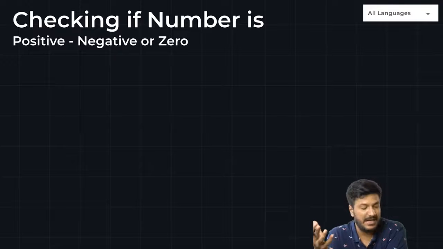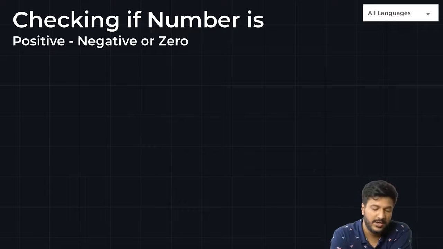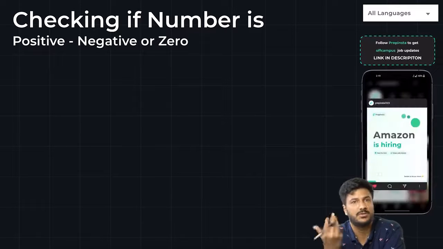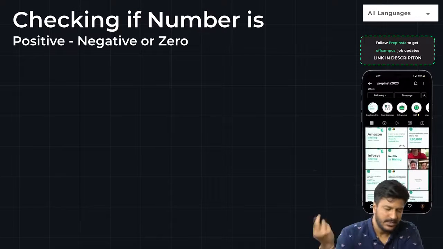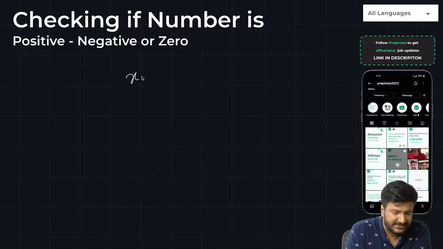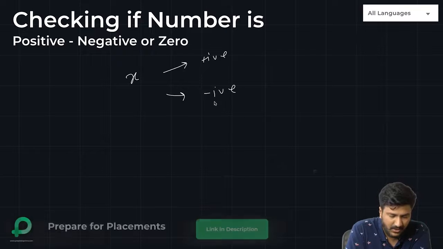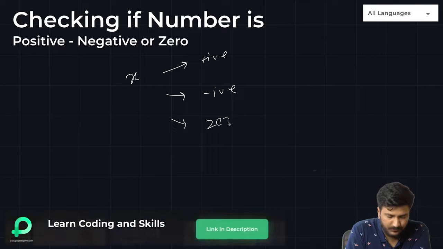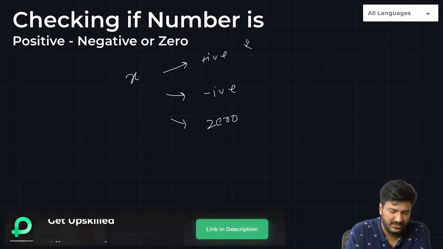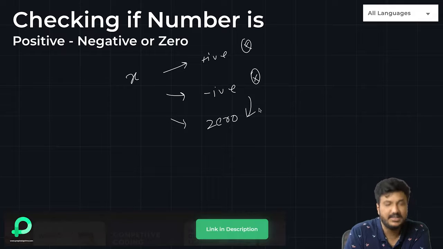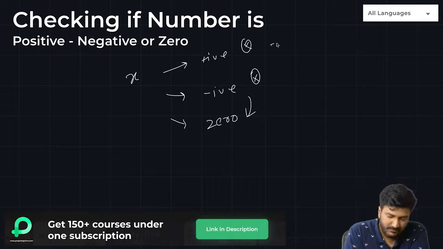Hello everyone, welcome, and we are going to be covering how to write the code for checking if a number is positive or negative or even zero. So let's say you have any number x. Now there are three possibilities, right? The number can be positive, negative, or zero. Obviously, if it's not positive and it's not negative, in that case the number has to be zero. So we'll be implementing all of this.